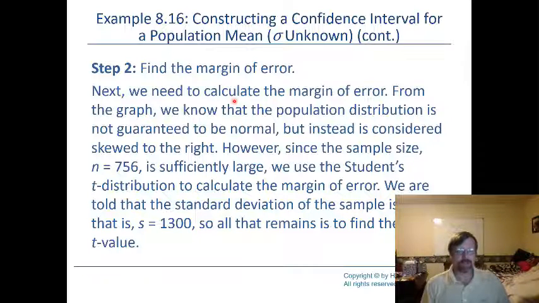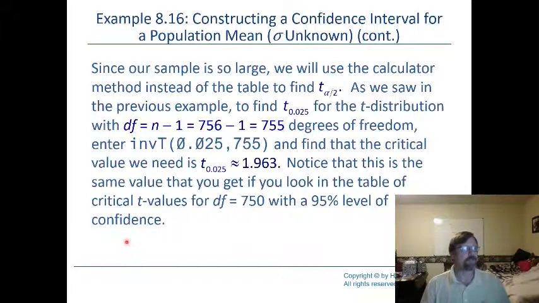Sample size is sufficiently large that we can use the student's t-distribution for the margin of error calculation, because 756 is quite a bit larger than our minimum of 30. Sample standard deviation is 1,300, so S is 1,300. All that remains is to find that critical t-value. You're after a 95% confidence interval, so from the previous example, that's t sub 0.025.